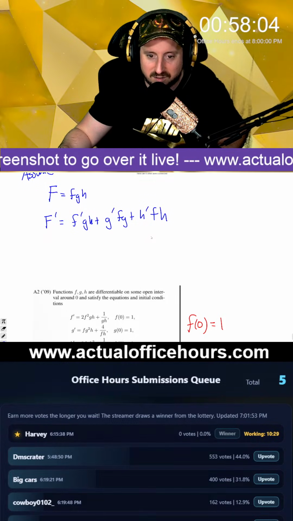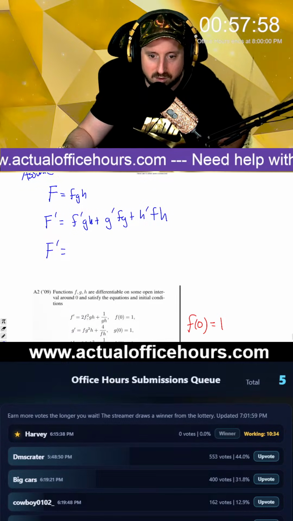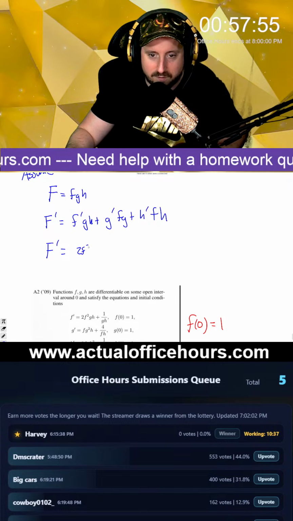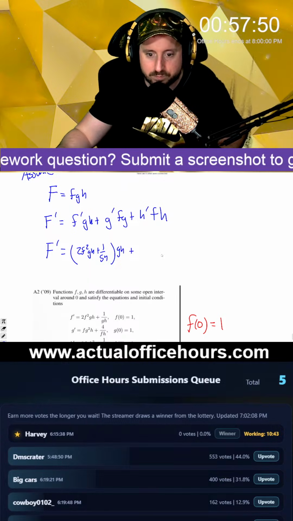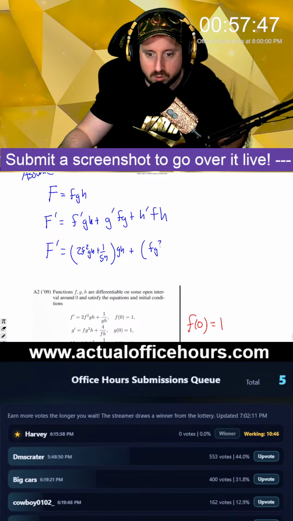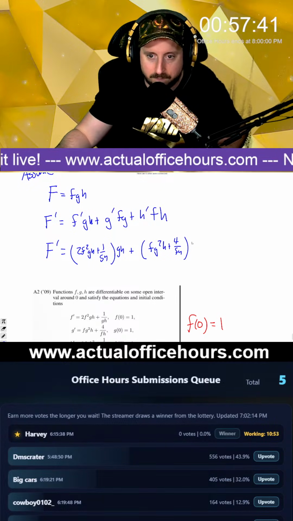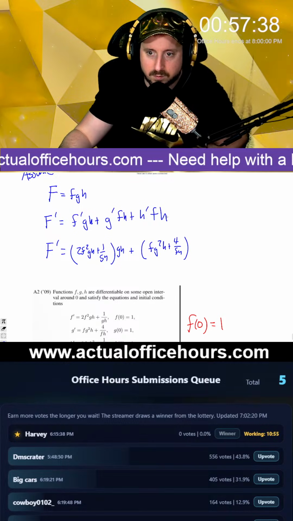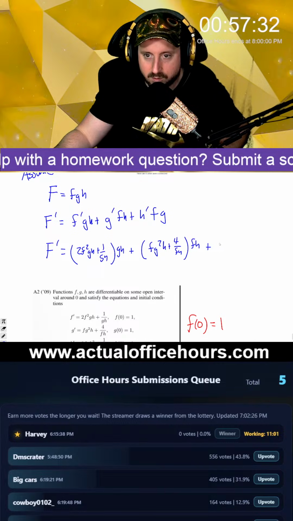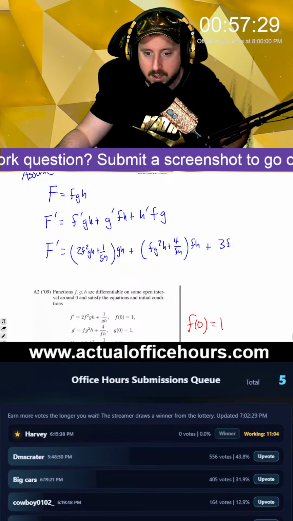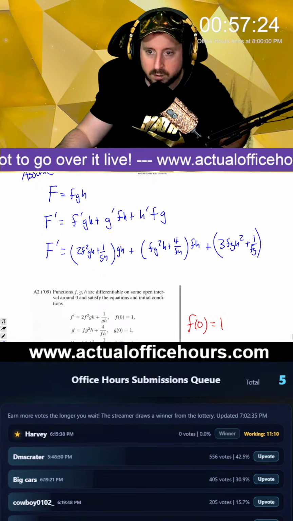Simplify each term, he says. Okay, so f prime is equal to this whole thing. So that's 2f squared gh plus 1 over gh times gh, plus fg squared h plus 4 over fh. Sorry, this should be fh, not fg. This should be fg. Thank you. FH, and then plus 3FGH squared plus 1 over FG. All right, let's do it. Times FG.